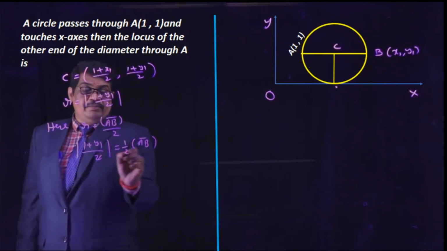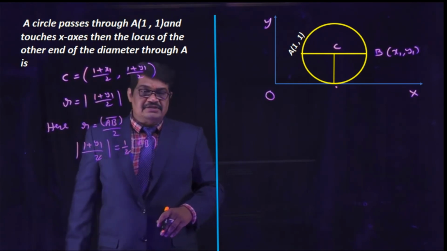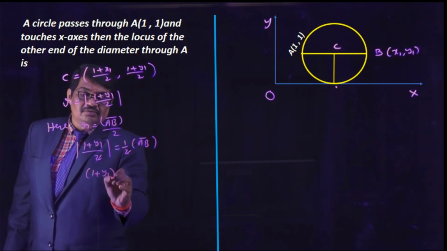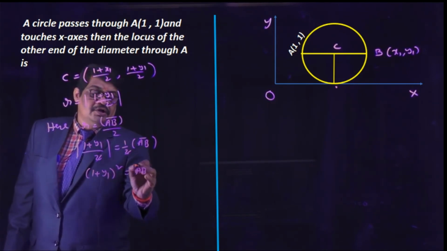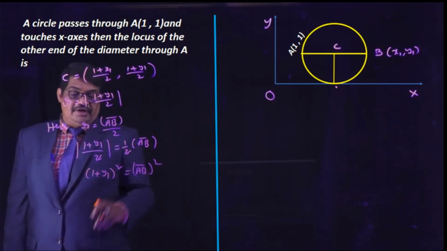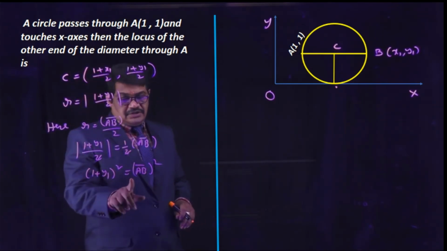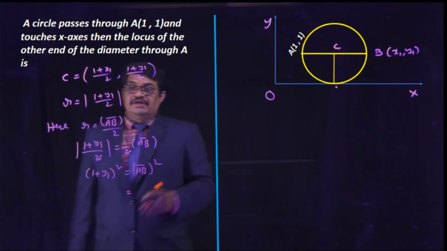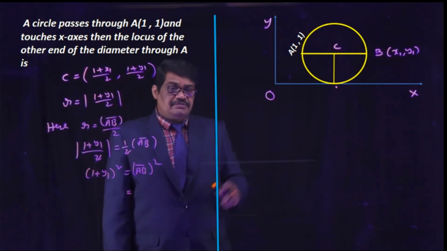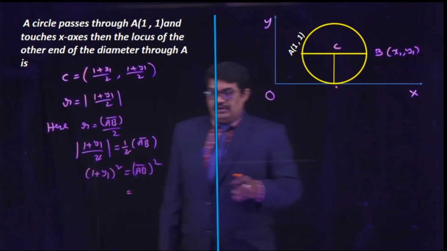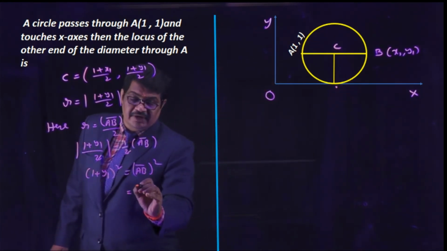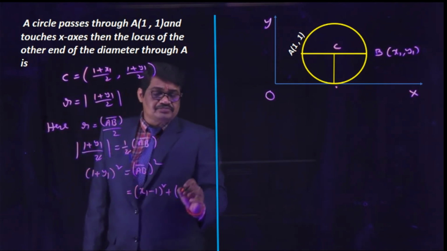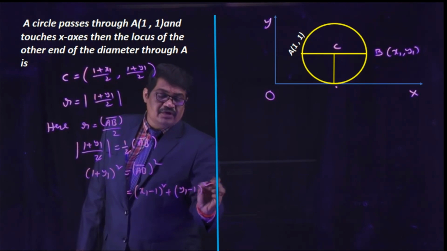Here the 2 will be cancelled on both sides. Now we have (1 plus y1) whole square is equal to AB square, as we are squaring on both sides. What is AB? That is the length of the distance between A and B. Now the square root will be cancelled. Then we are getting (x1 minus 1) whole square plus (y1 minus 1) whole square.